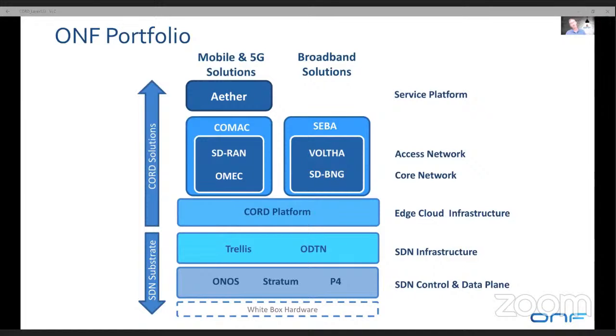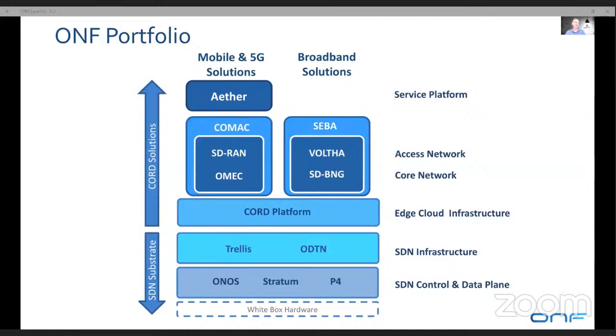We are now working on Aether, which is a culmination of pulling all that together, and I will talk a little more in depth about Aether in a few minutes. On the broadband side, the access solution is now called SIBA, and if you break SIBA open, you will find VOLTHA and a software-defined BNG. VOLTHA stands for Virtual OLT Hardware Abstraction. But you see, the idea here is that we have a well orchestrated and coordinated set of open source projects.